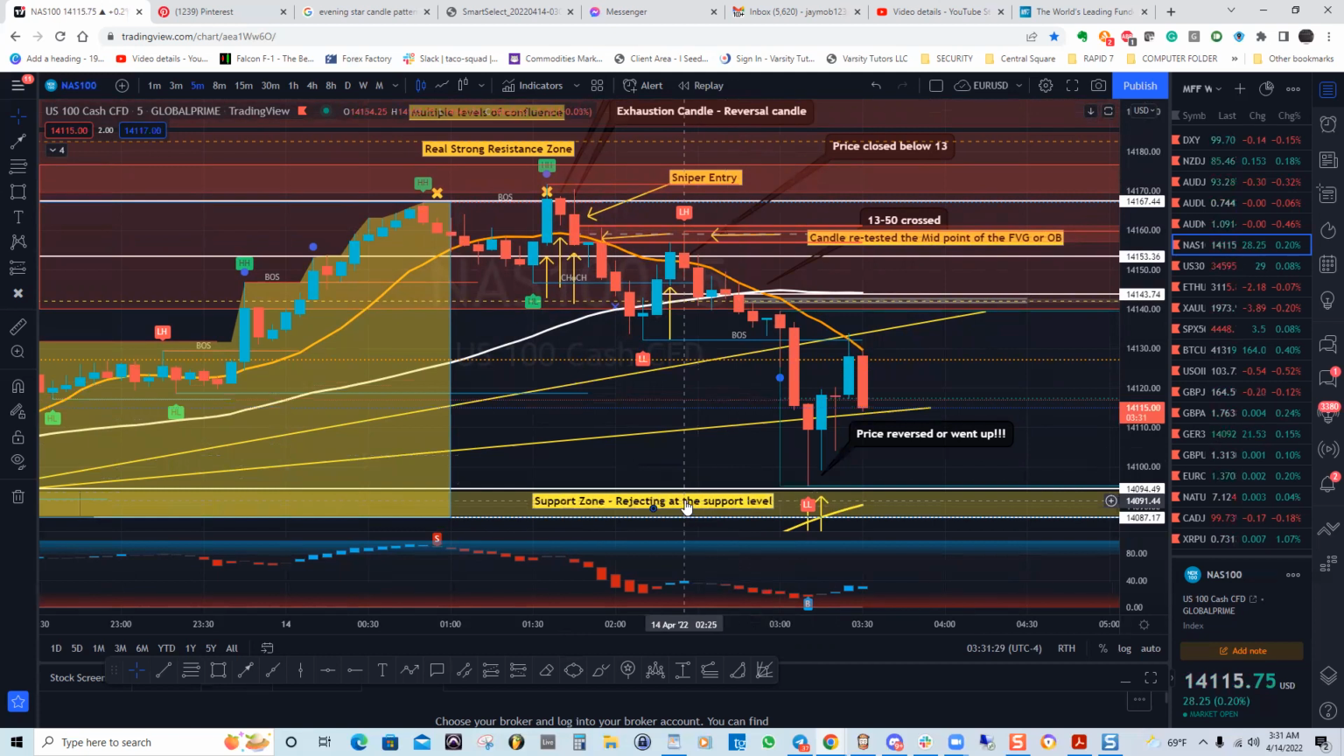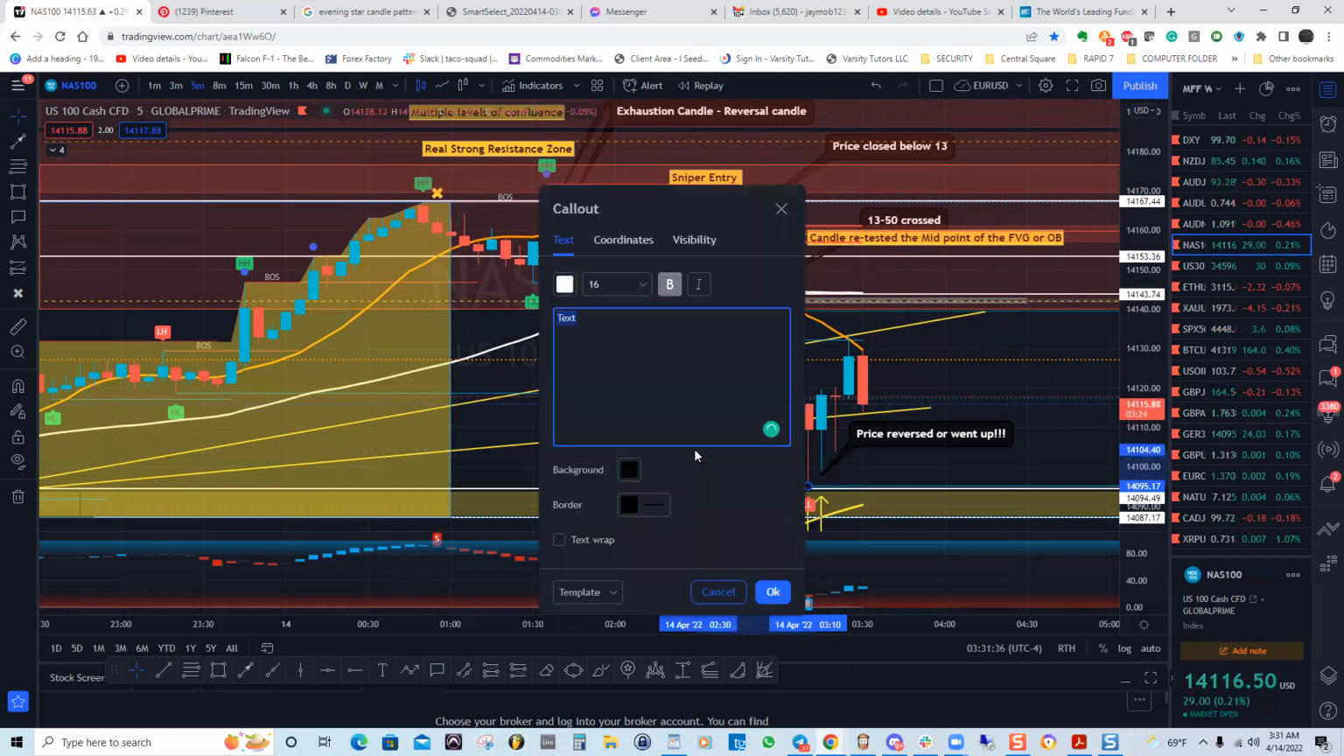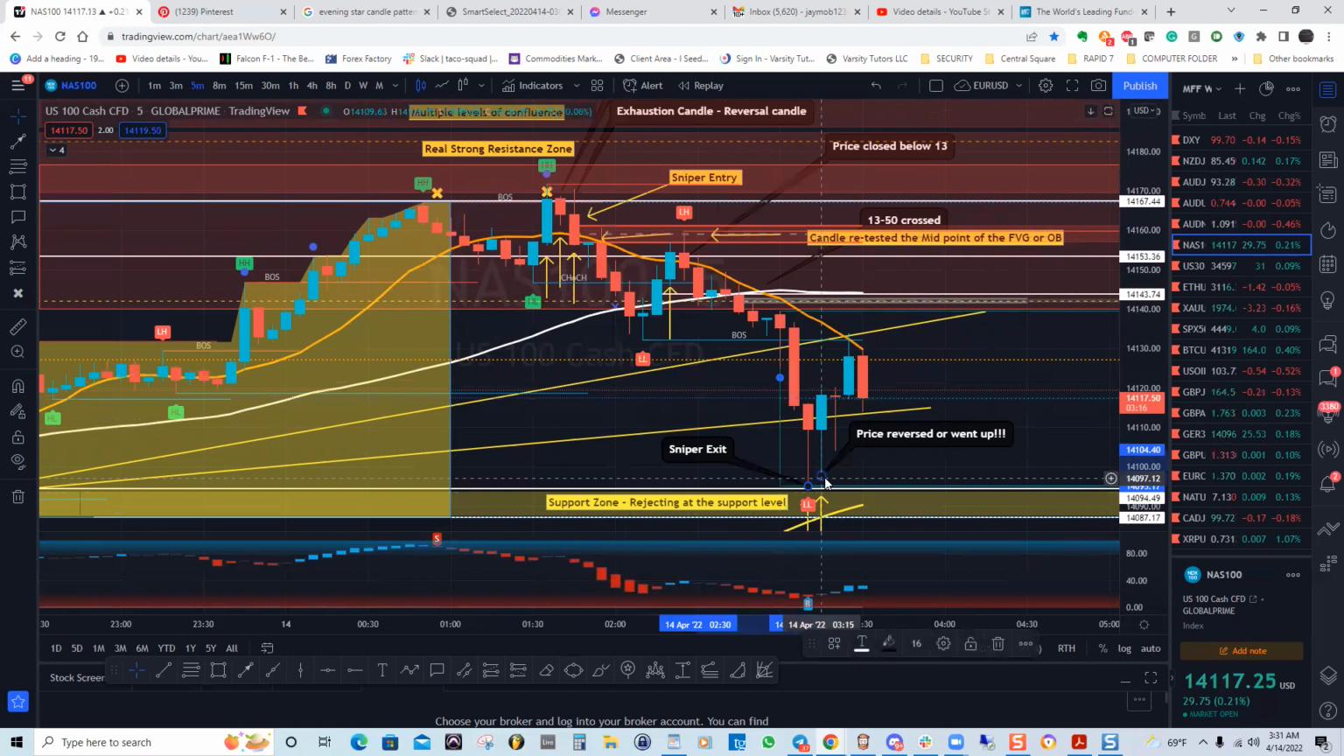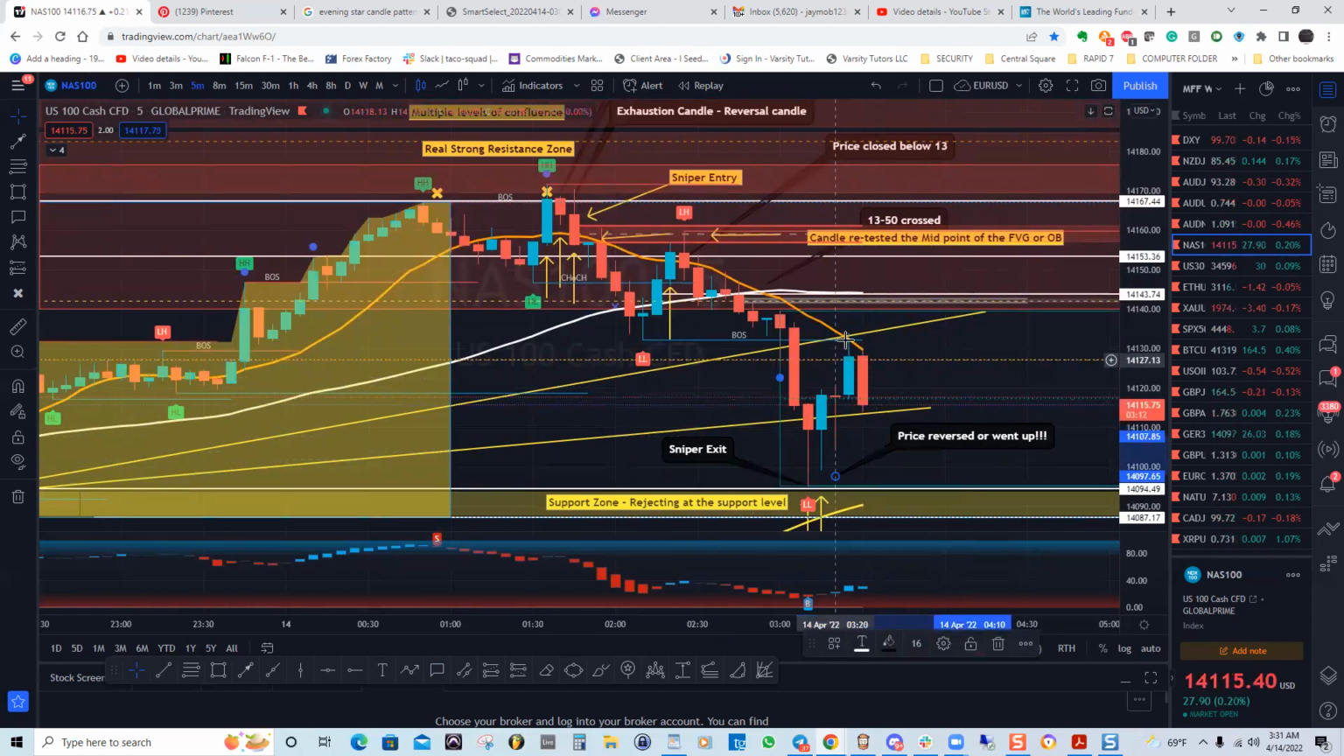But if you really was trying to hold on to this, you would have got out right here. This would have been the exit right here. This is the sniper exit because it hit support. So whenever it hits support, you get out. And you see price reversed and went up, kind of going up a little bit. It's jumping around here, and then you kind of go from there. But this is 2:30 to 3 o'clock. 30 minutes of trading.